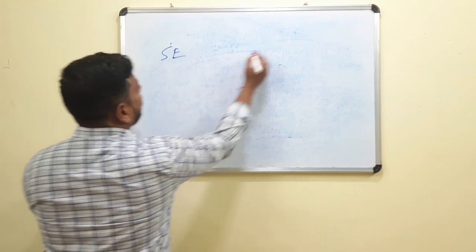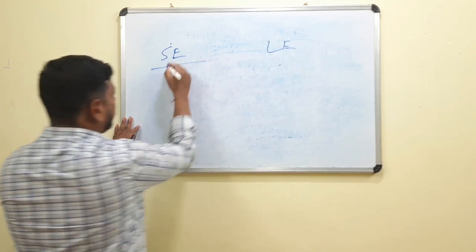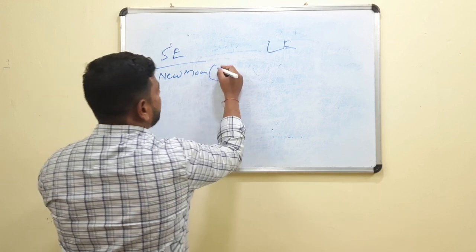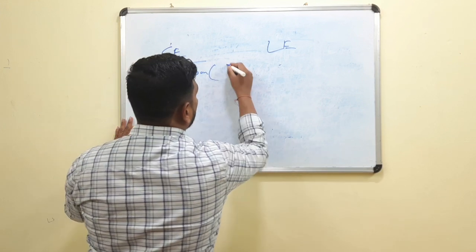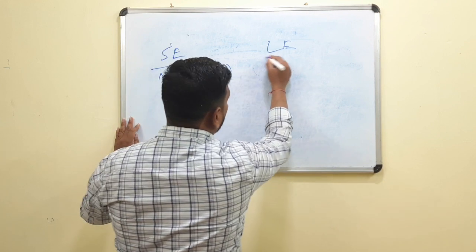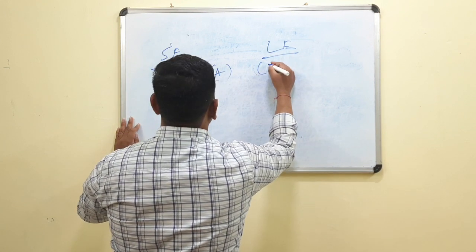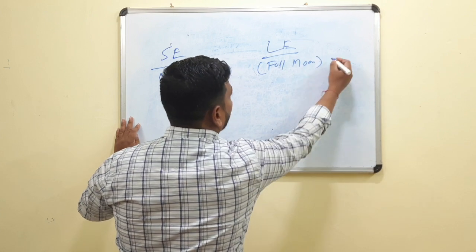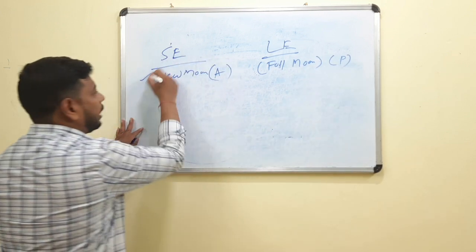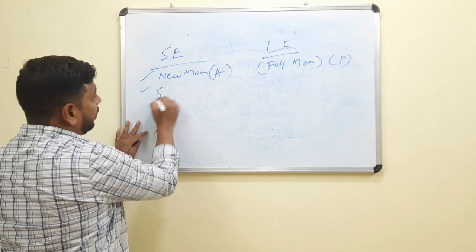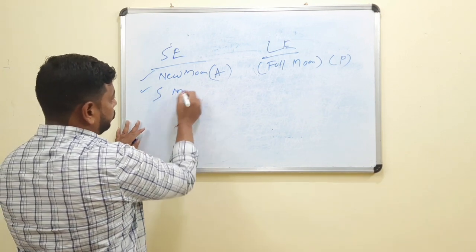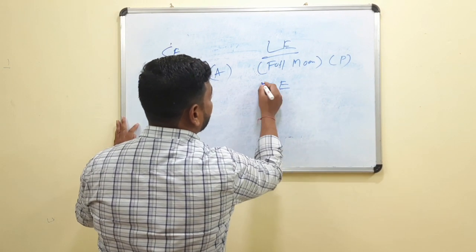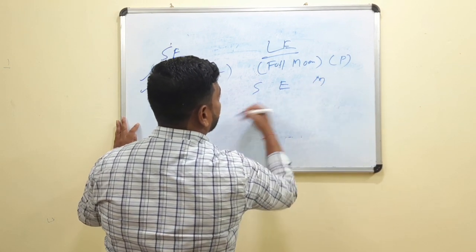Solar eclipse and lunar eclipse. A solar eclipse occurs during the time of new moon, amavasya. A lunar eclipse occurs during the time of full moon, purnima. Next, in one the moon comes between the sun and earth, and in the other the earth comes between the sun and moon.